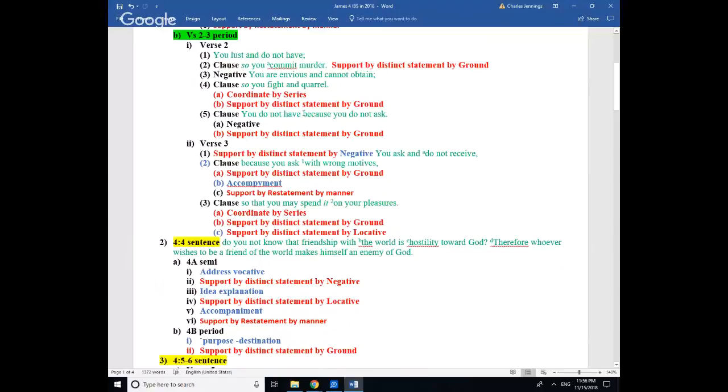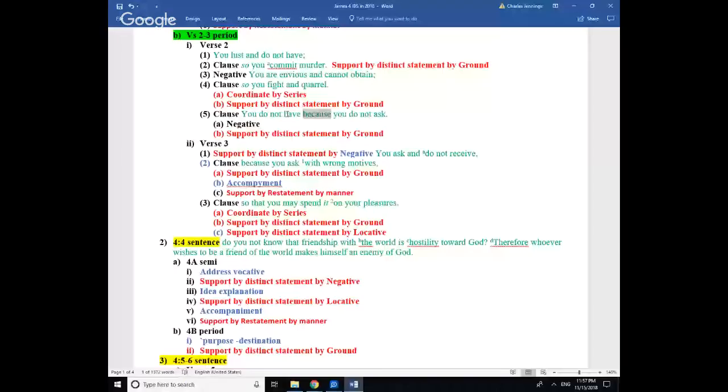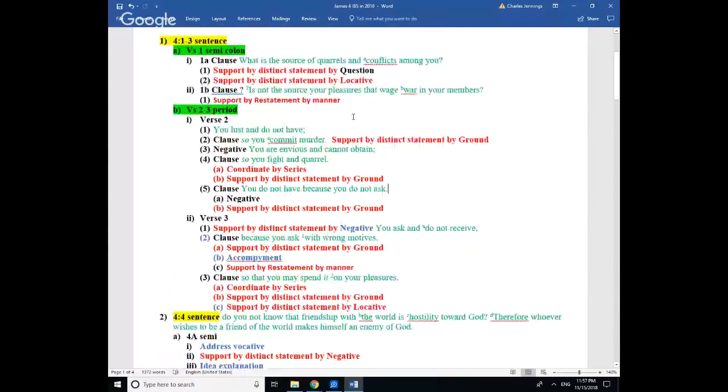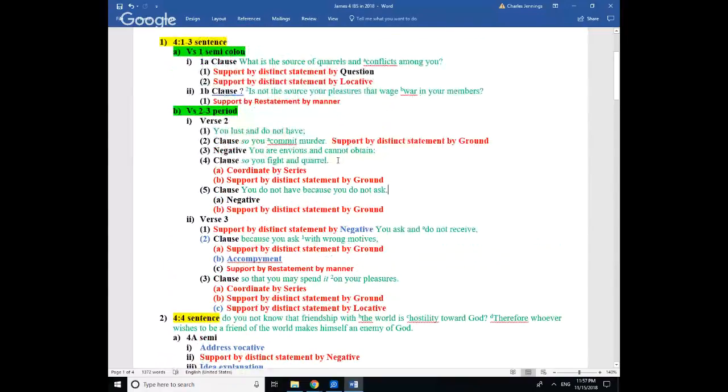Now this is better though. You do not have. Okay. Why do you say I do not have? What is the cause? Why is the statement saying that? What are they fighting for? All right. Well, because they got their own desires. They're selfish. It's related to the sin nature. Okay.